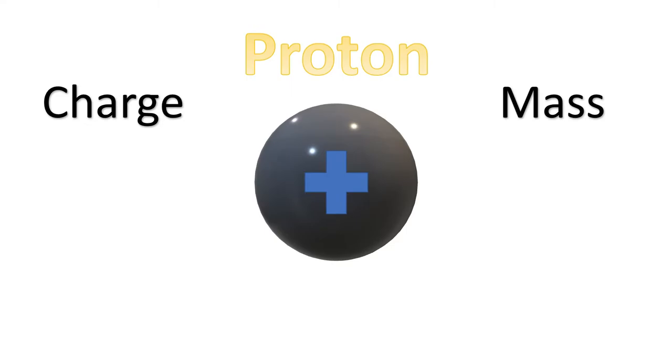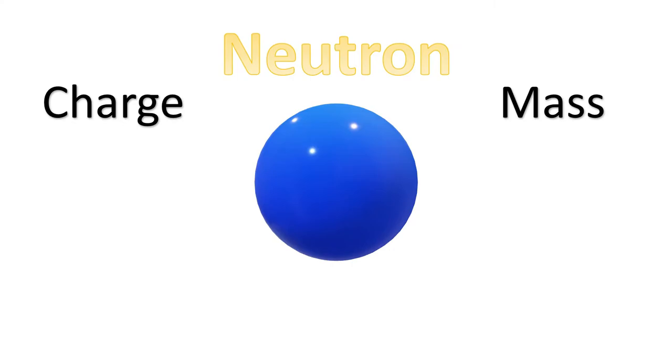The next particle is a proton. Protons have a charge of positive and a mass of 1. And we call this its relative mass because they're too small to measure. The next particle is a neutron. Neutrons have a charge of neutral, so no charge, and they also have a relative mass of 1, and they exist inside the nucleus of an atom alongside the protons.